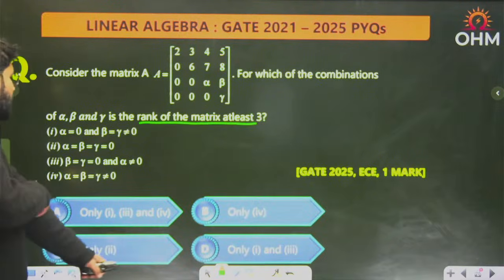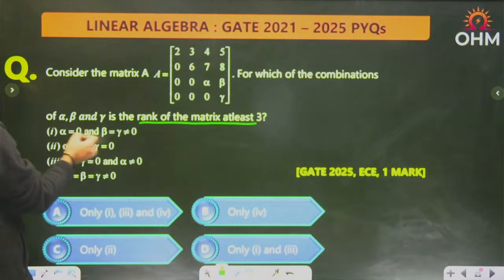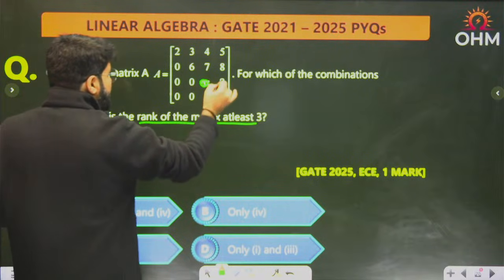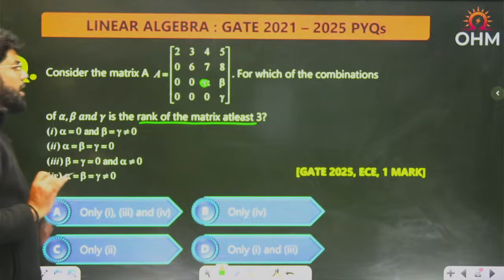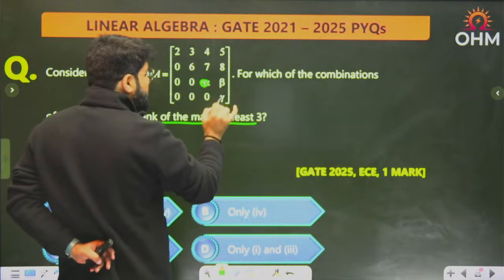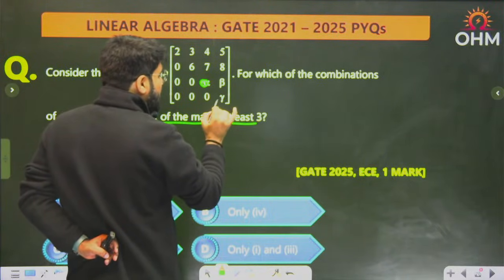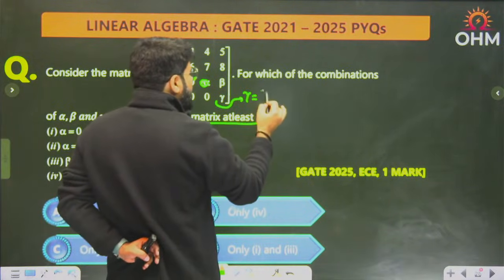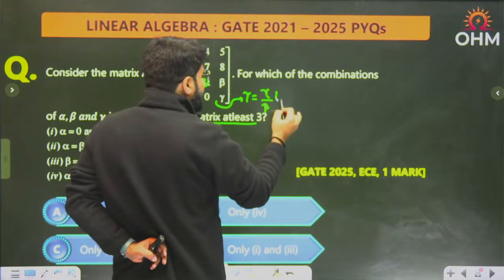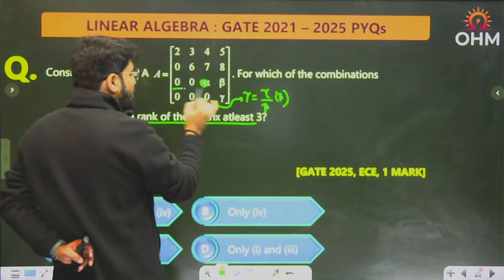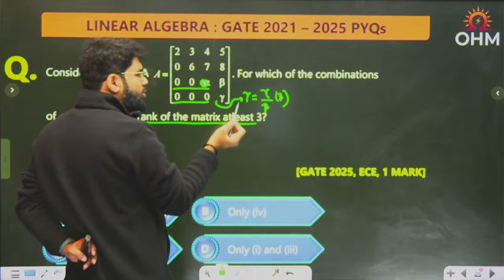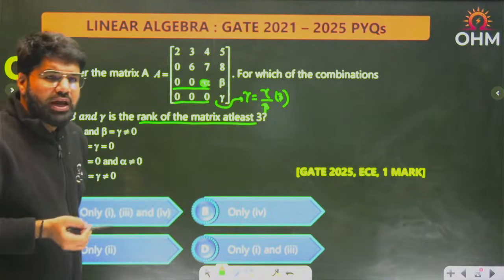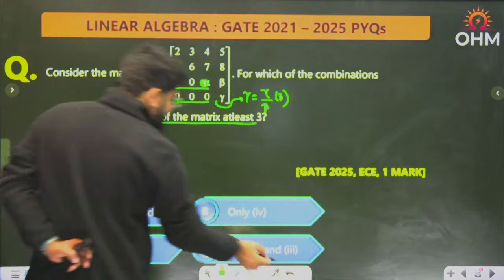Now, the first condition: alpha is 0, beta and gamma are not equal to 0. If beta and gamma are not equal to 0, they can be related. You can always write gamma as gamma by beta into beta. Because all the other elements are 0, 0 equal to 0 will always be satisfied. That means the fourth row can be dependent on the third row in this case.